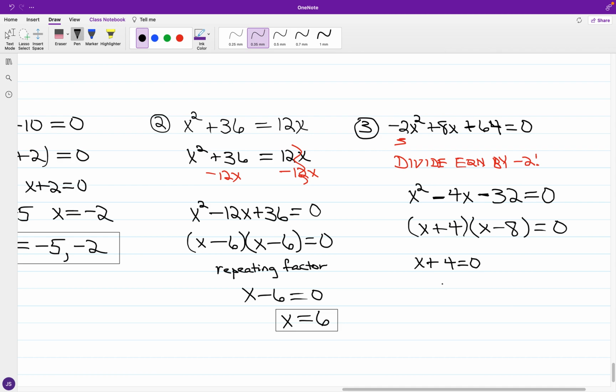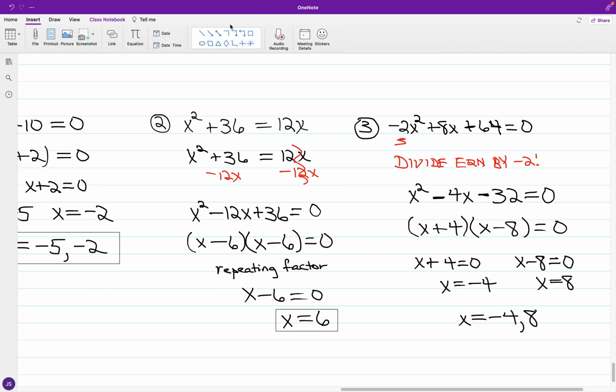Looking at what we have here, setting x plus 4 to 0, I'm going to have x is equal to negative 4. And for x minus 8 equal to 0, I'm going to have x is equal to 8. And so in this case, we have two solutions for x. One at negative 4 and the other one at 8.